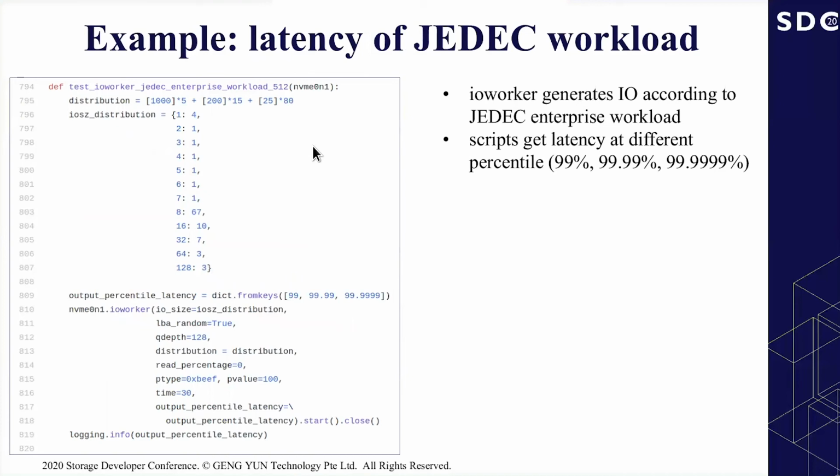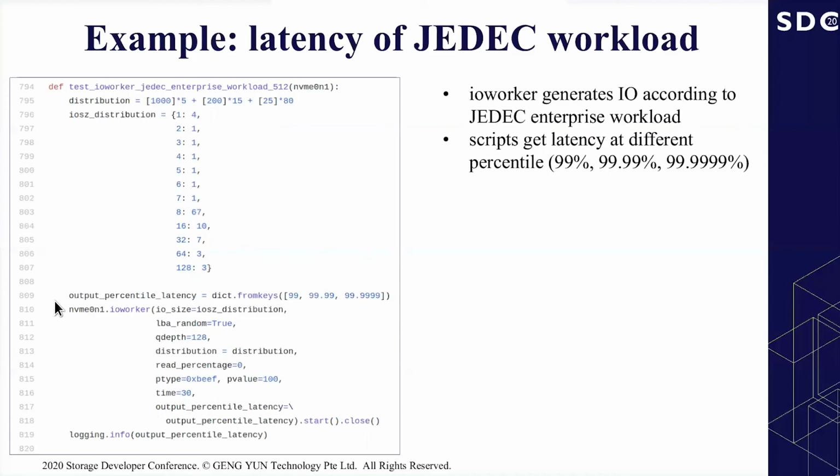In this example, we generate the JEDEC enterprise workload with one single ioworker. We define IO distributions in a list and define the IO size distributions in a dictionary. The keys are IO sizes, and the values are the percentages of each IO size. We provide this parameter to the ioworker, and then the ioworker generates the IO workload defined in the JEDEC specification.